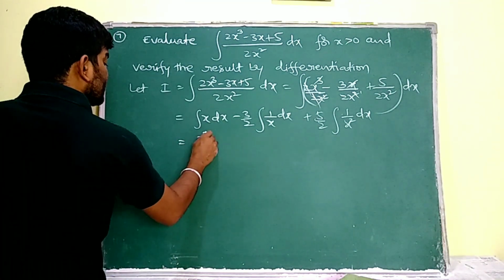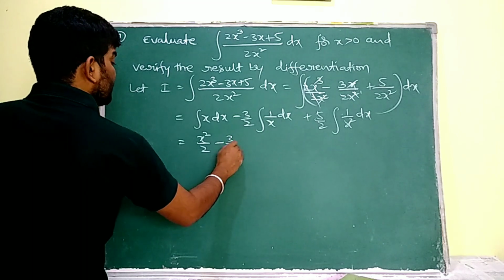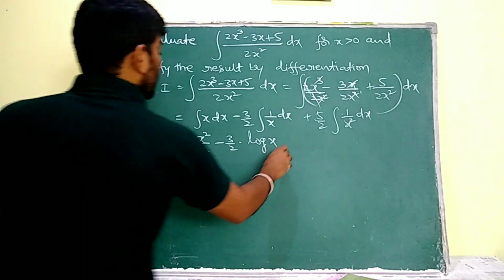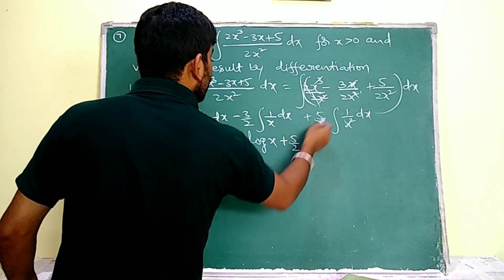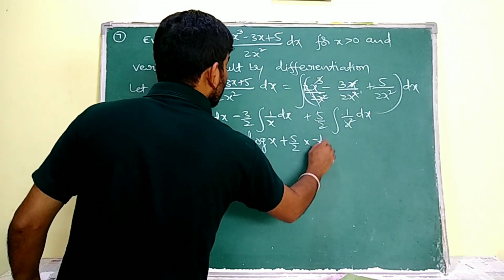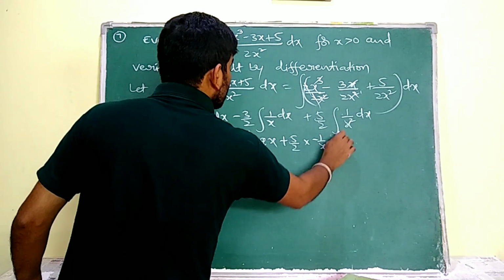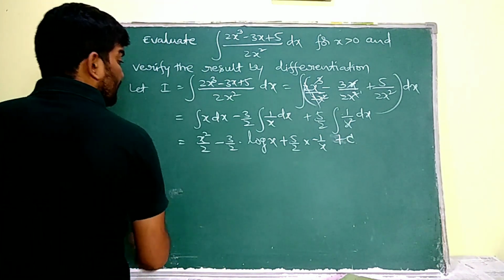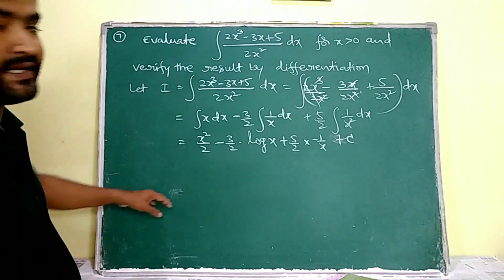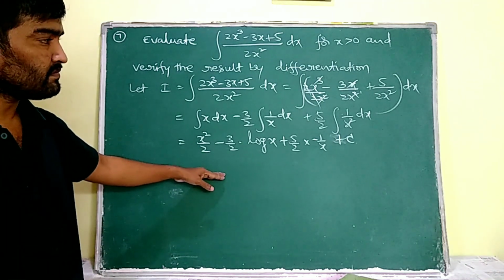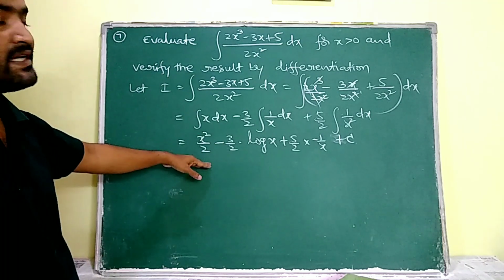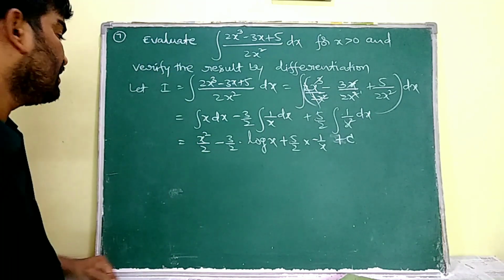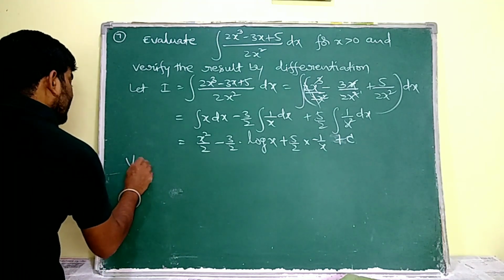Integral x dx means it is x square by 2, minus 3 by 2 into integral 1 by x, which is log x, plus 5 by 2 into integral 1 by x square, which is minus 1 by x, plus c. This is our answer. Now I am going to verify by differentiating the result whether it is going to produce the question or not. Now do the verification.